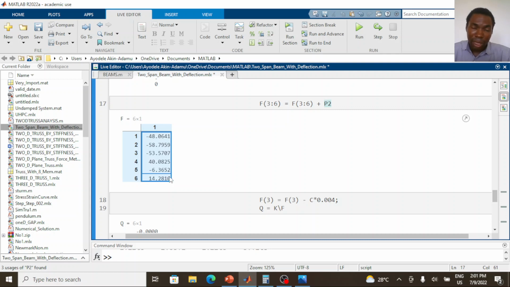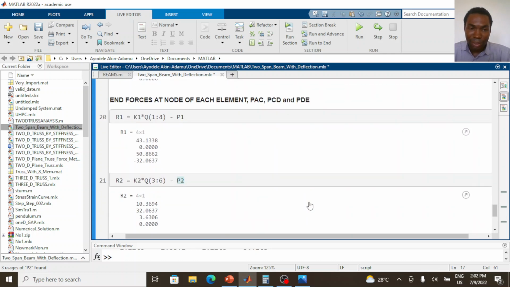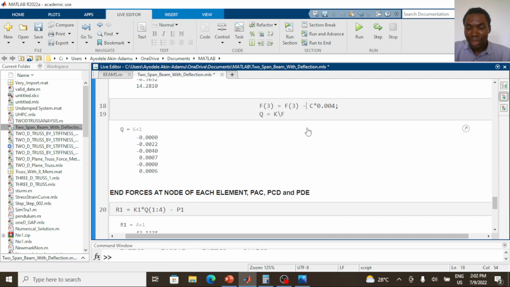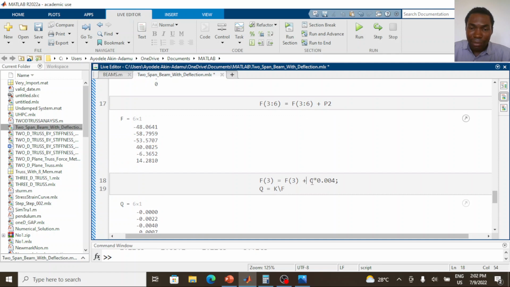Now this is where we need to modify our force vector, because we have settlement. Once you have a settlement problem, you need to modify your force vector, and you do this. This is supposed to be plus, not minus. You add the large stiffness, which I defined earlier, C, multiplied by the settlement. The settlement is 4 mm.